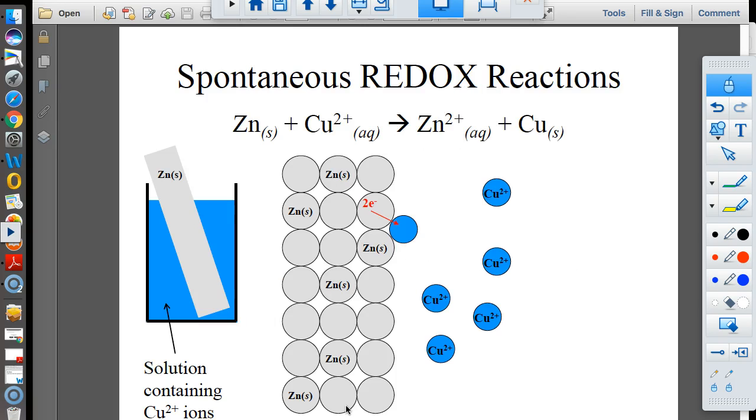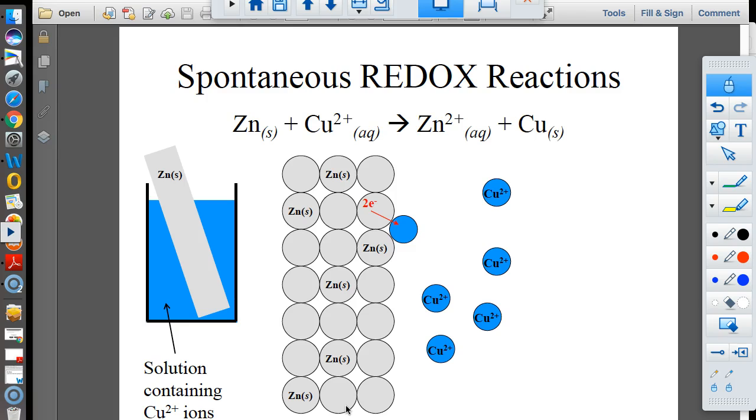All right, so redox reactions. We've been talking about this for a couple days. This is actually the same reaction that we just looked at in the galvanic cell. The zinc is going to be our anode, and if you see here, the zinc is going to lose 2 electrons. The electrons are going to go to the copper, and the copper is going to go from 2+ to a charge of 0. So the copper is going to get reduced.